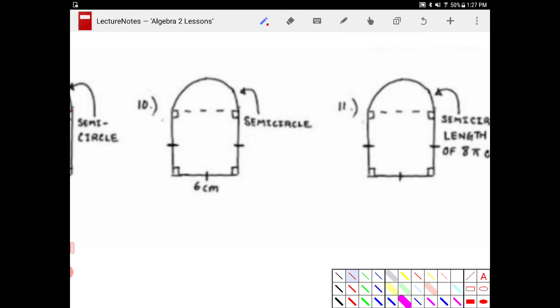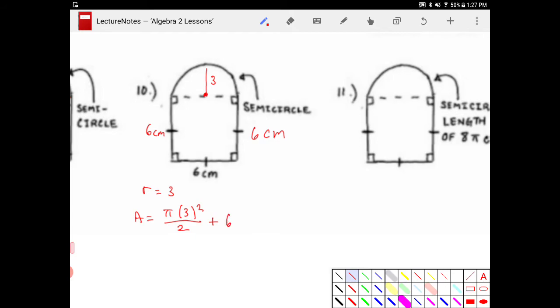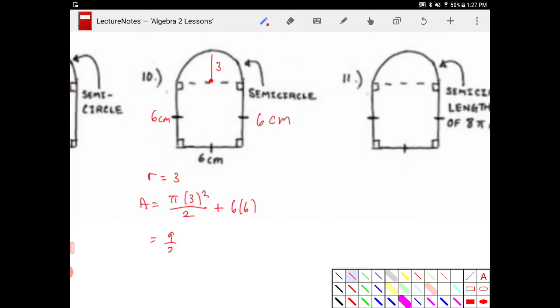Next I have 6, and you're told that these are also 6. And if that's the case, then this radius must be 3. So the radius is equal to 3. The area is equal to pi times 3 squared divided by 2, plus 6 times 6. So this is again going to be 9/2 pi plus 36 centimeters squared.